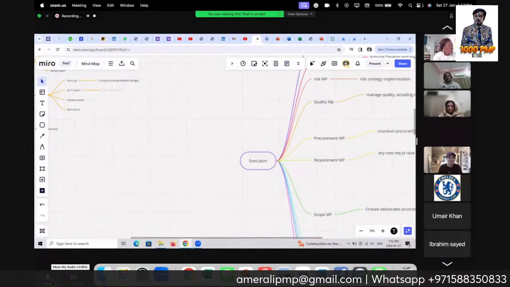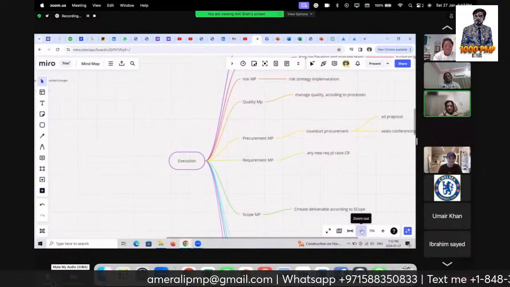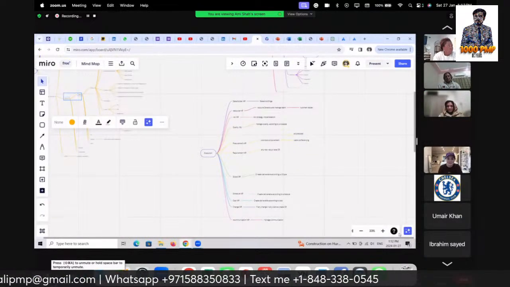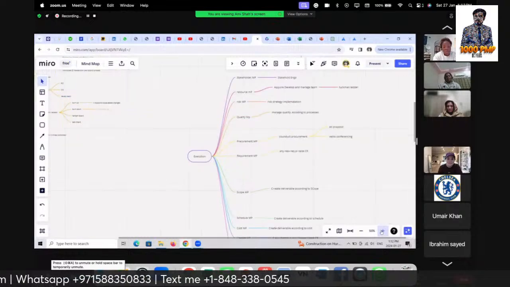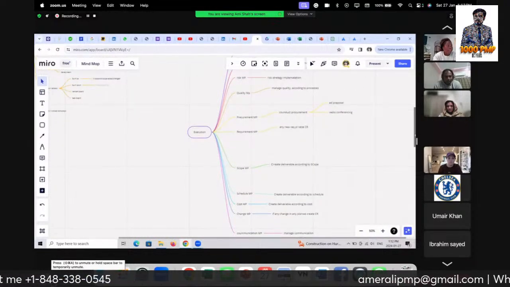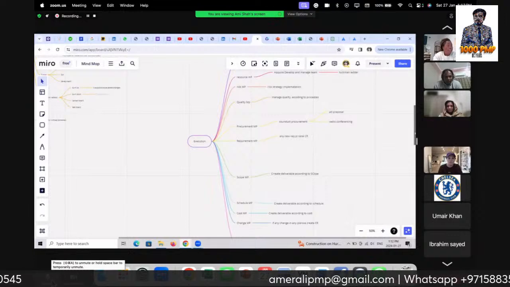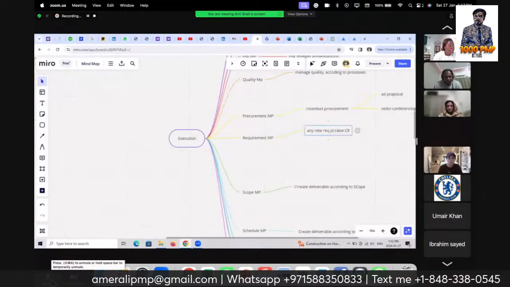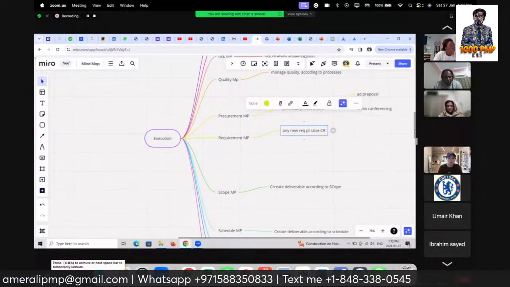So go to the execution stage. Yes, in execution, we execute the plans and make the deliverables. And if any change is required, then we raise a change request to incorporate that change in the plan and work on that. Monitoring and control?